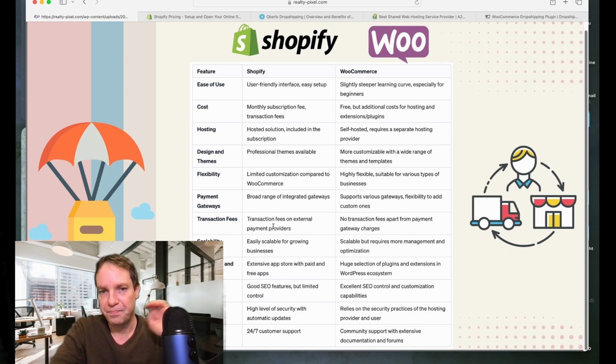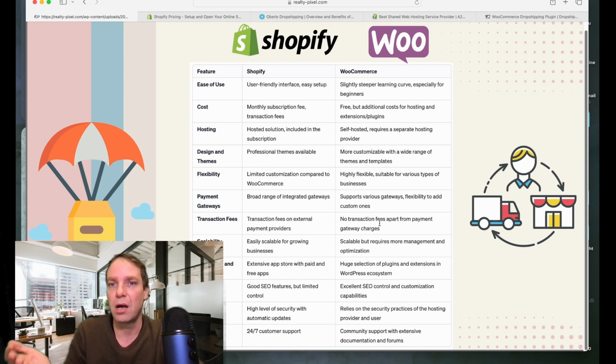Then transaction fee. So I think in case of transaction fee, Shopify is a little bit more expensive. Because you have to pay, I think, 3 or 4% of every transaction to Shopify, the company. And on the other hand, in WooCommerce, no transaction fee. With WooCommerce, there are no transaction fees, only the credit card fees, the credit card providers. So this is around 1 or 2%, I think. So this point for the transaction fee goes definitely to WooCommerce.